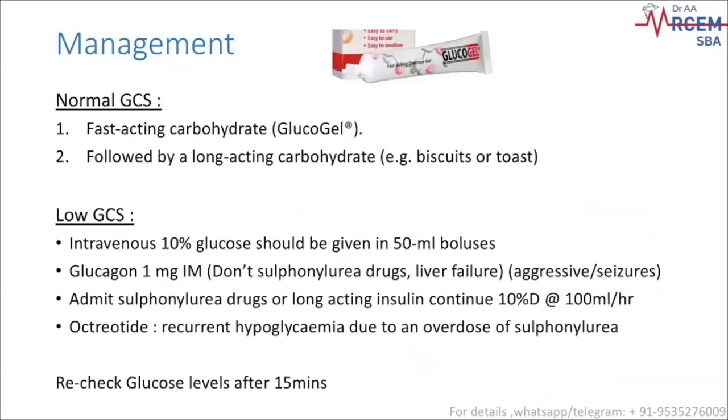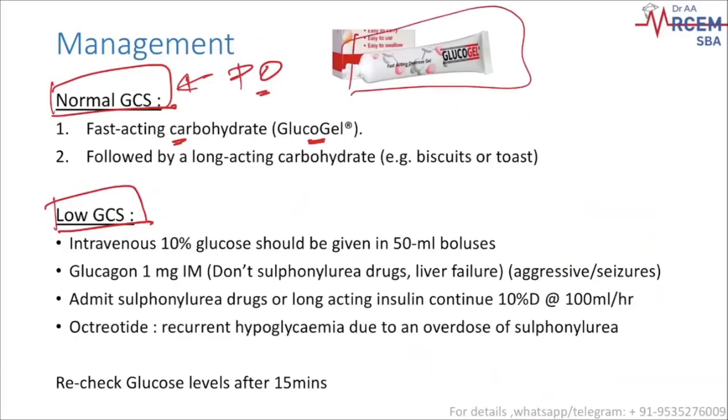Management is important. How do we manage? Depends on the GCS. Is the GCS normal or is the GCS low? If the GCS is normal, then you are treating them orally. Orally, first we give fast acting carbohydrates. Okay, like chocolate, you can give it. In most emergency departments in the NHS, glucogel is available. This is the glucogel it is known as. It is a paste, you place it sublingually and it gets absorbed very fast.